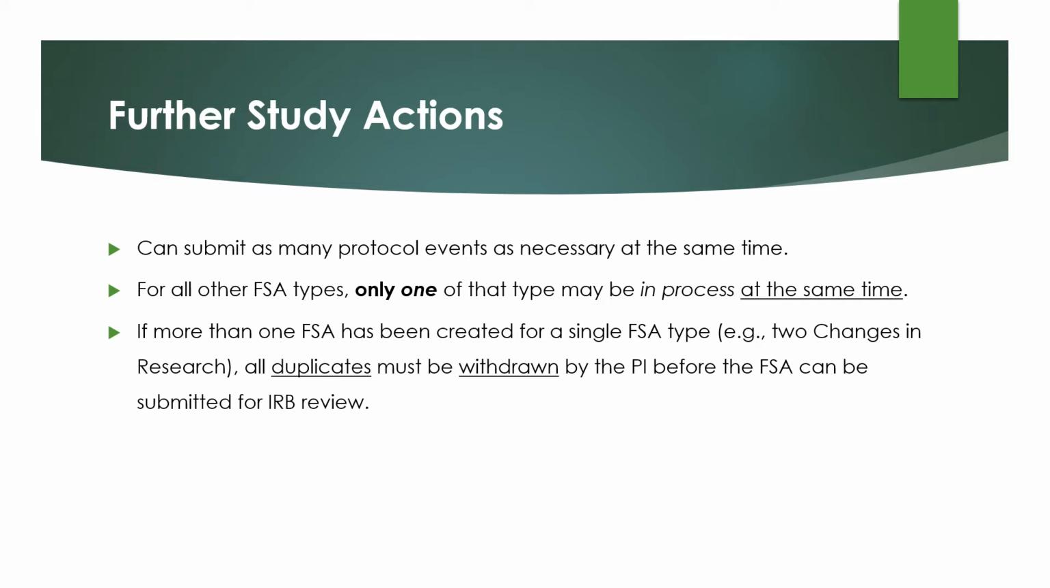You can submit as many protocol events as necessary at the same time. For all other FSA types, only one of that type may be in process at the same time. If more than one FSA has been created for a single FSA type, for example, 2 changes in research, all duplicates must be withdrawn by the PI before the FSA can be submitted for IRB review.